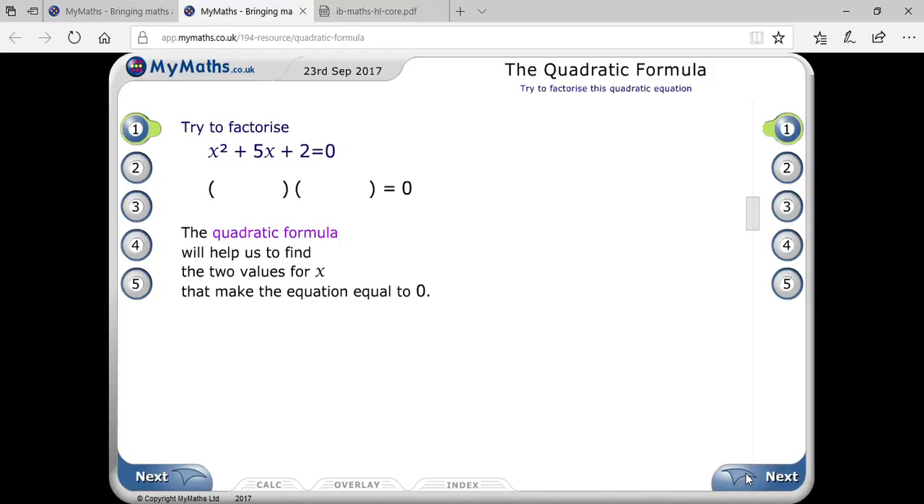The quadratic formula will help us to find the two values of x that will make the equation equal to 0. Whatever values of x you get, those will be the roots of the equation.